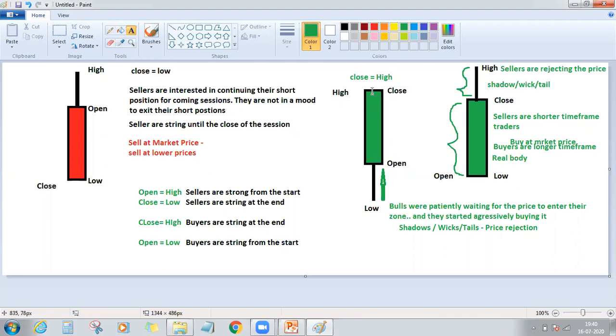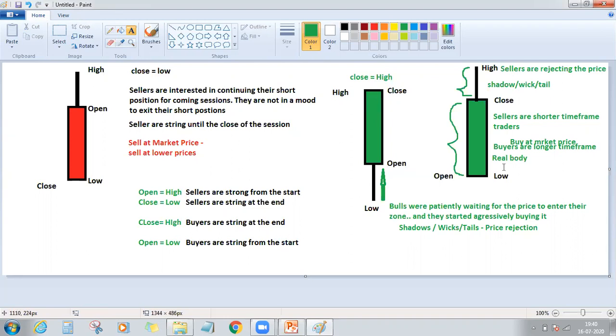So we'll not talk about sellers in this particular candle. Nowhere were the sellers able to exhibit their strength. Initially, they started this downfall. They made this fall from open to low, but immediately buyers started and they exhibited this strength. So there is no question of talking about sellers in this case.